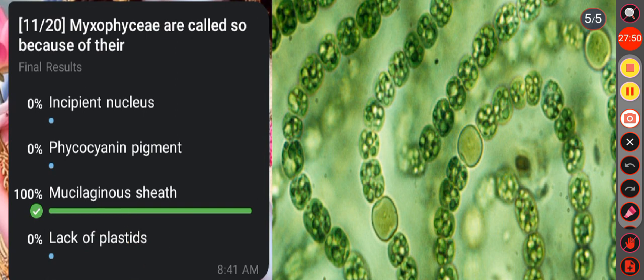It is a very simple question. We know the group of cyanobacteria are called Myxophyceae. Why? Due to the presence of mucilage around the thallus, and they are also called blue-green algae due to the presence of a combination of blue and green photosynthetic pigments, that is phycocyanin and chlorophyll a. So here the correct answer is option C. Due to the presence of mucilaginous sheath around the thallus, the group of cyanobacteria are called Myxophyceae.